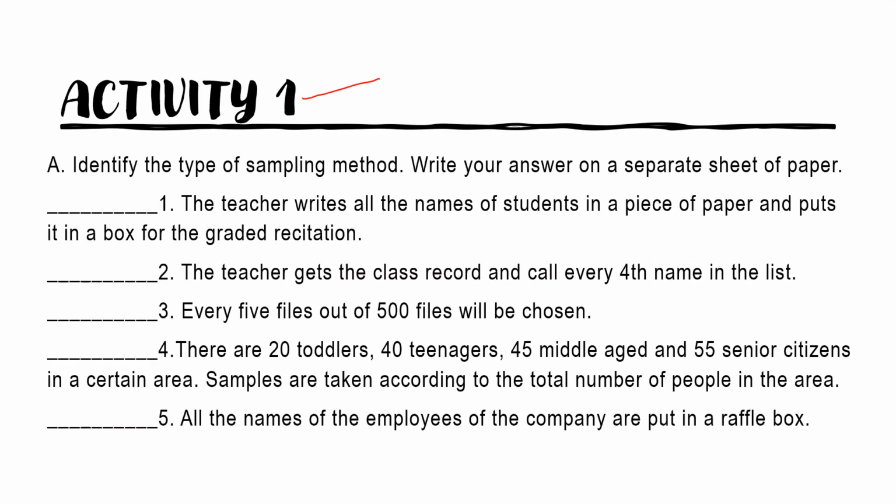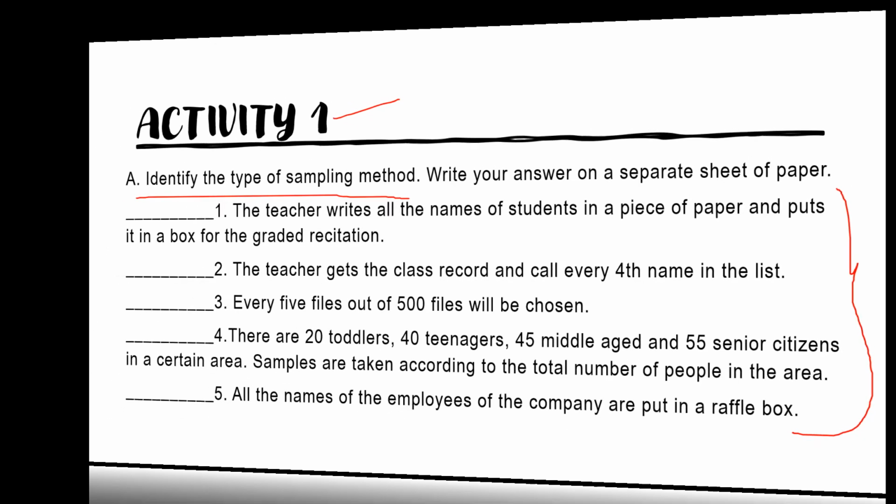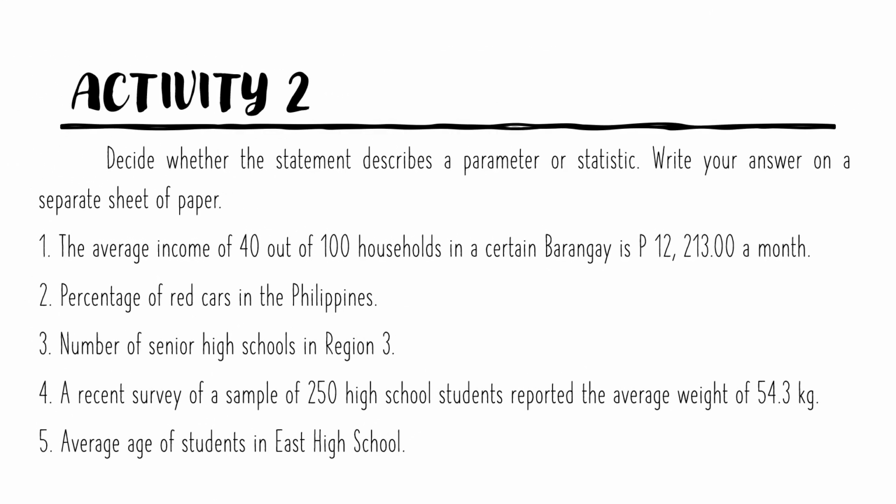So in your activity number 1, you need to identify the type of sampling method that we can use in the following scenario. Write your answer on a separate sheet of paper. Decide whether the statement describes a parameter or a statistic. That will be your activity number 2. Write your answer on a separate sheet of paper. Again, dealing with statistics, you're dealing with the sample, and with a parameter, you're dealing with a population.